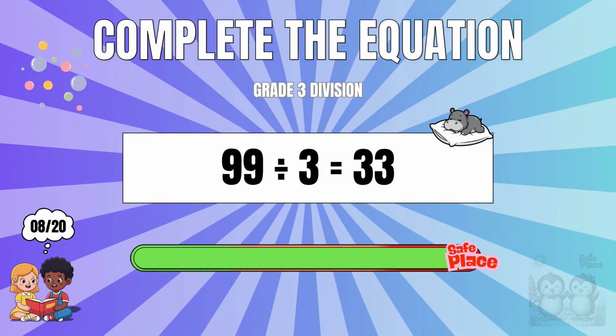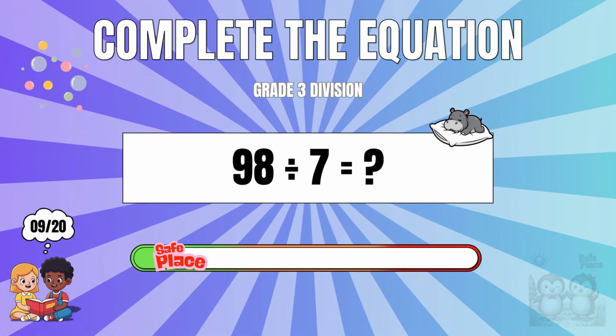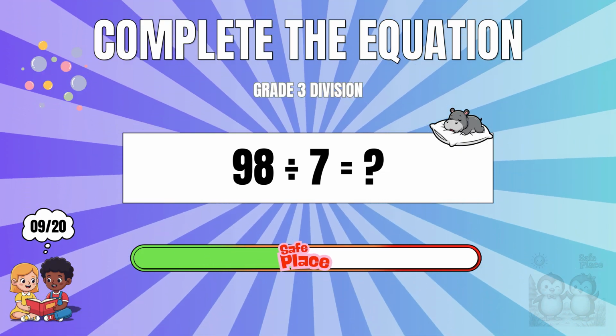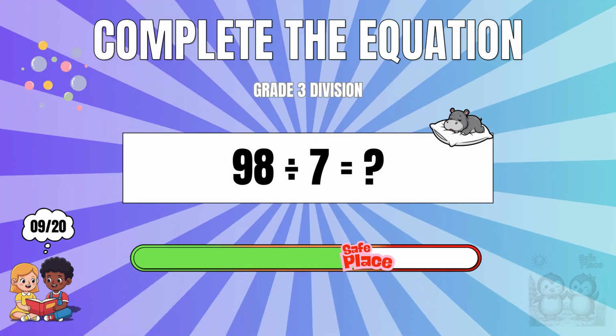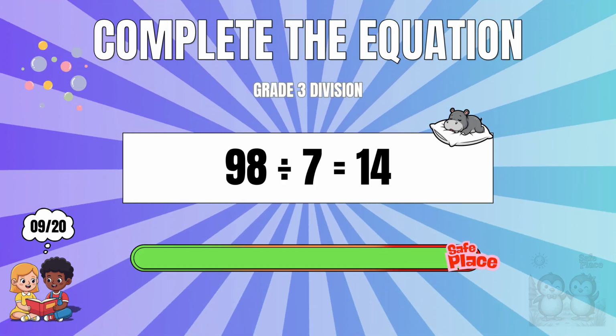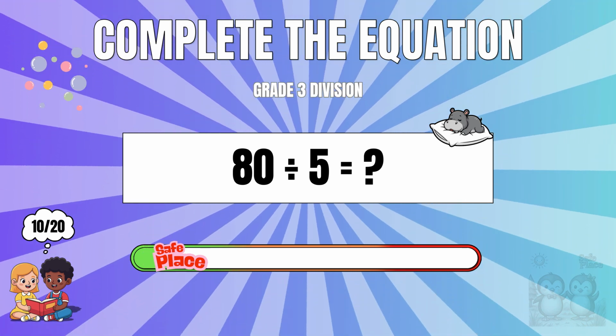It's 33. Can you solve this? 98 divided by 7. Three, 2, 1. The answer is 14. What is 80 divided by 5?